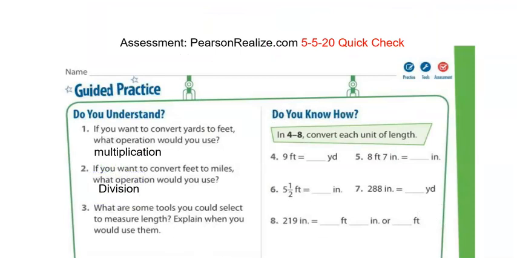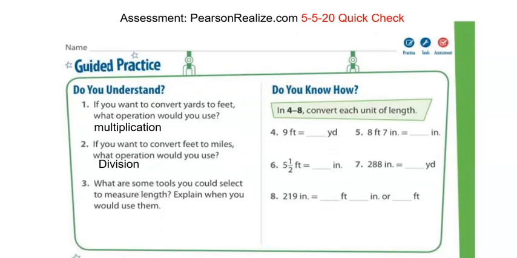On number 3, it says, what are some tools you could select to measure length? So think about if you wanted to know how long something is, what are some different tools that you would use? For instance, if I was thinking back to yesterday's lesson, if I wanted to measure an ear of corn, or a corn on the cob, I would use those inches, which means that I would maybe use a ruler.